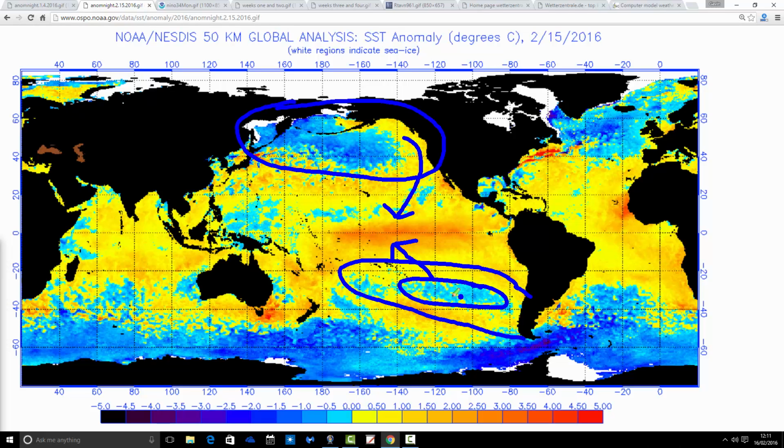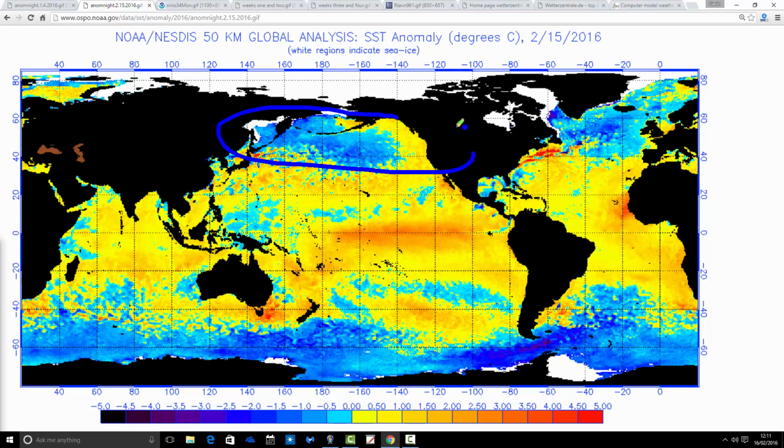I say not a great deal of evidence of a cold event setting up yet in the equatorial Pacific, but watch this space, because I think this cold water up here particularly could be the first signs that the Pacific is starting to move back into a colder phase.